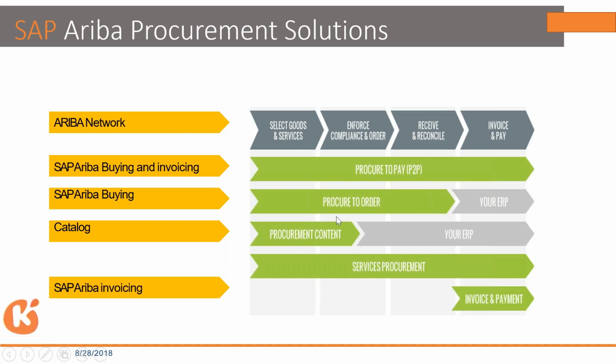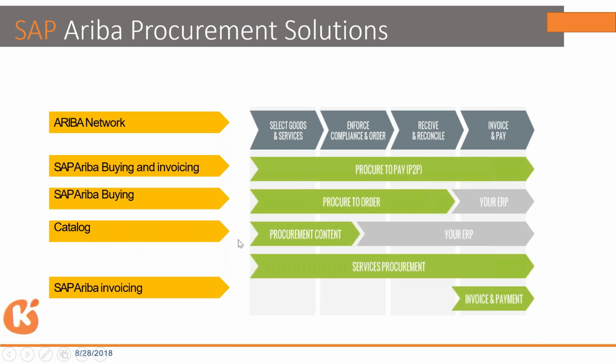But what is being shown over here? What exactly does this show? If we have SAP Ariba buying, I can do the procure to order. It means that I will do the sourcing with utilization of the Ariba network, and then I can transfer the data into my ERP system.